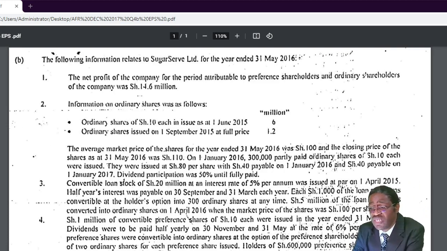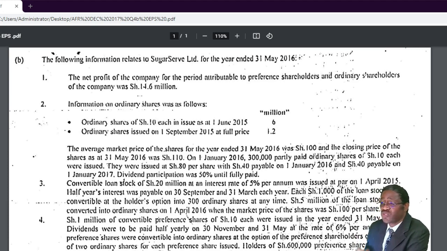So I want to read it. That was question number 4B. So let me read it.